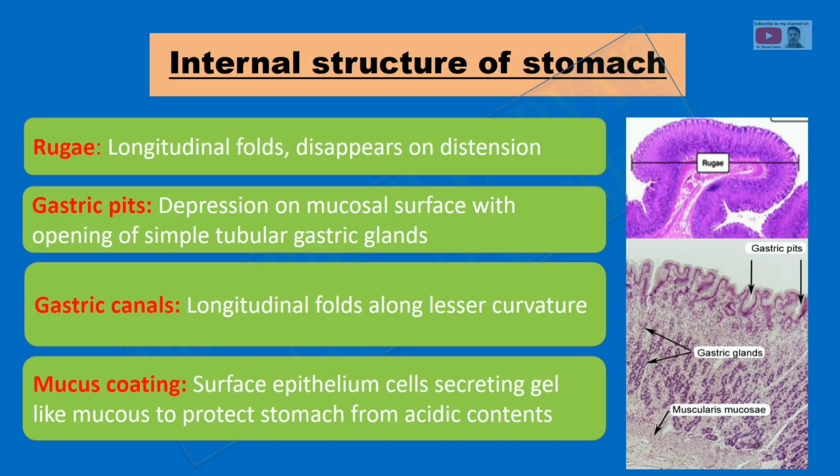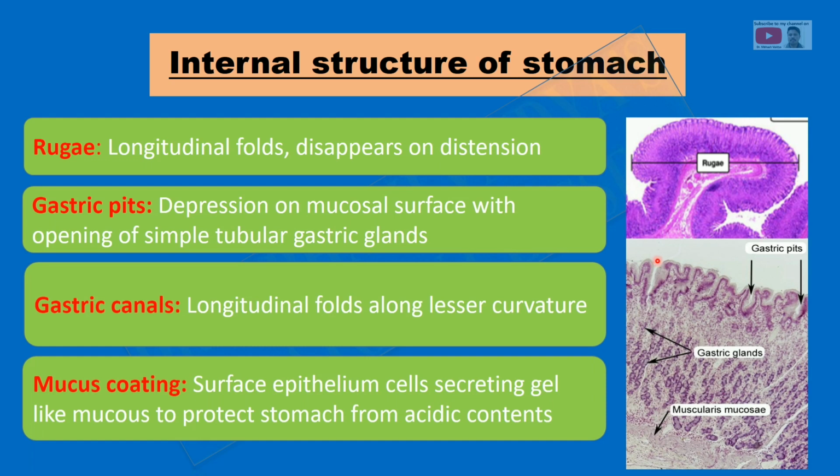Before discussing these different layers of the gut, we are going to discuss the internal structure of the stomach. The stomach has longitudinal folds. You can see in this histological picture, this longitudinal fold is known as the rugae, and these rugae disappear on distension of the stomach.